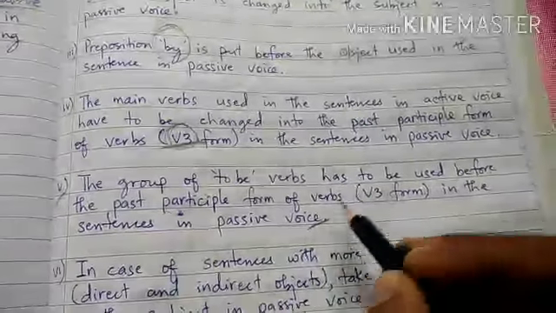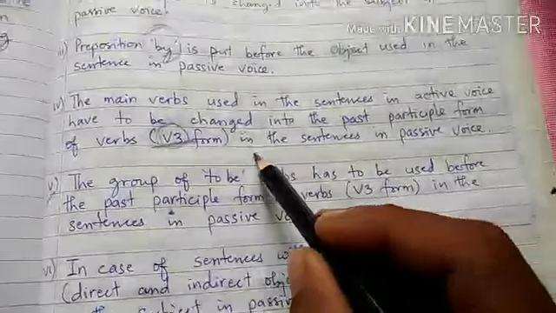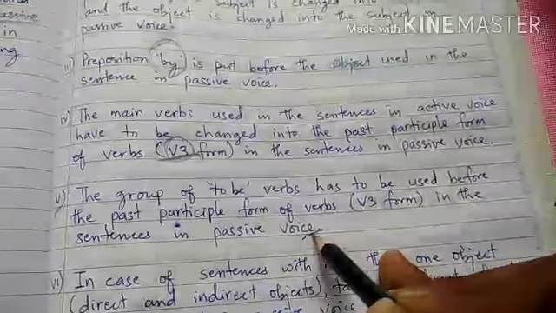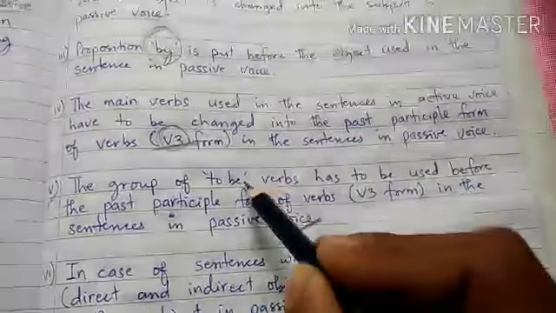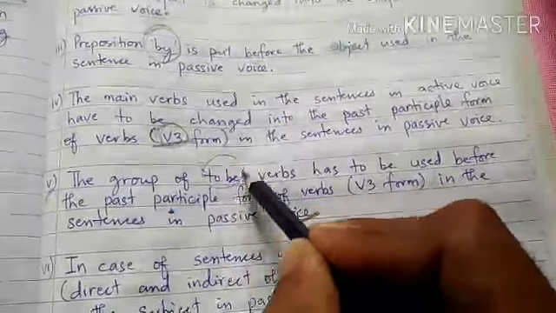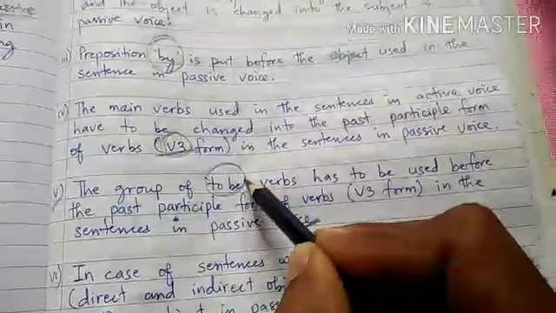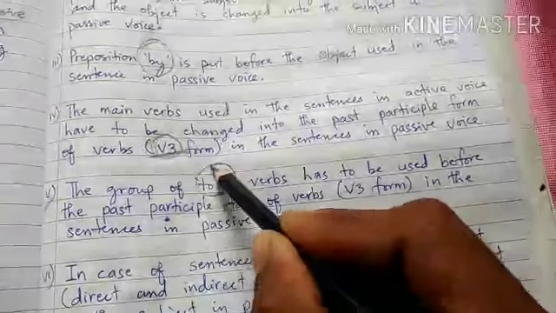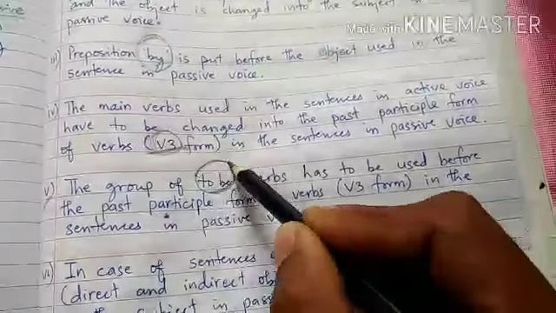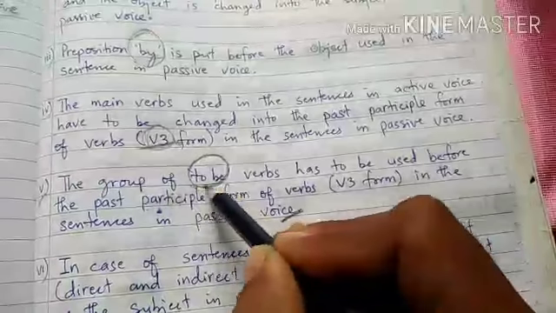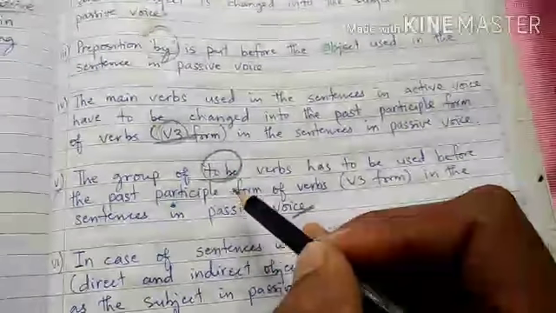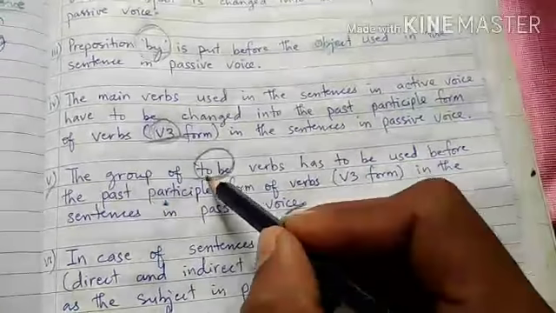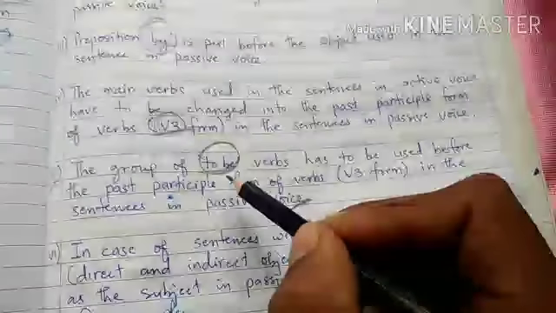So after changing the main verbs in active voice into B3 form of the verbs in passive voice, before those B3 form of verbs, we have to make use of to be verbs. It depends upon the different tenses in which the sentences are written in active voice. It depends upon the different tenses which to be verbs we have to use. Okay, so that we will understand with the structure of sentences in the later part of this video.